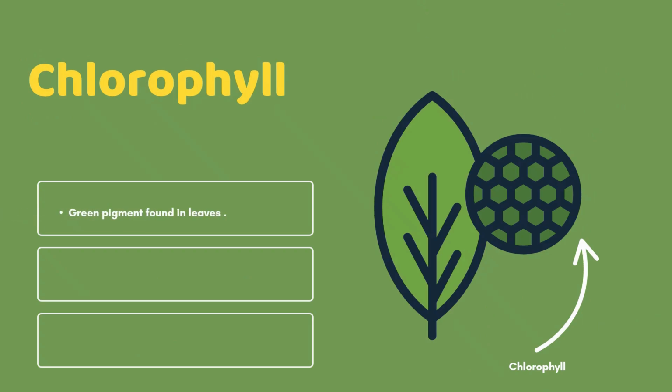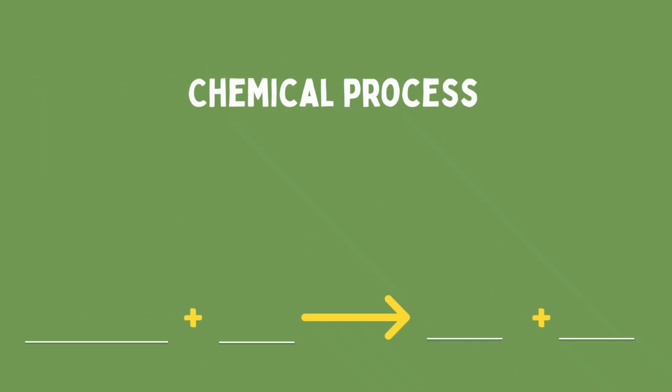Now, what is chlorophyll? Chlorophyll is the green pigment that makes leaves look green. It is found inside the leaves and it absorbs sunlight energy. This is where the chemical process of photosynthesis takes place. Now that we know the requirements and the products, let's take a look at the chemical process in very simple steps.